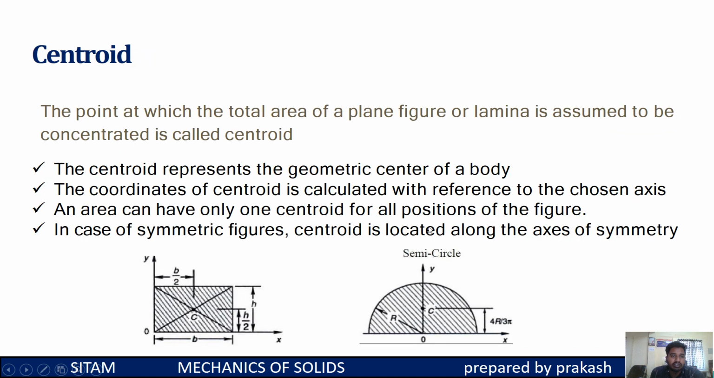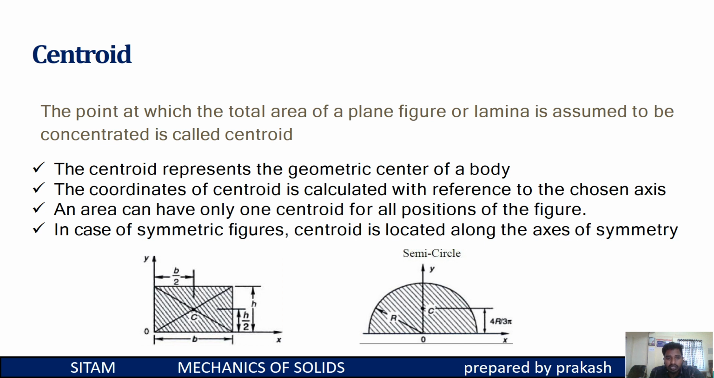Coming to centroid. The centroid is the point at which the total area of the plane figure or the total area of the lamina is assumed to be concentrated. That means the centroid always represents the geometric center of the body. It does not depend on the weight of the body, it depends on the geometric center of the body.